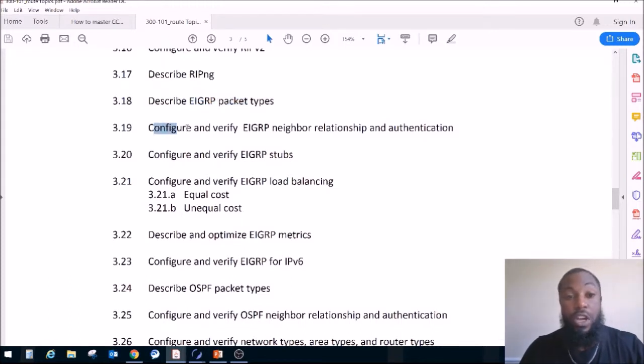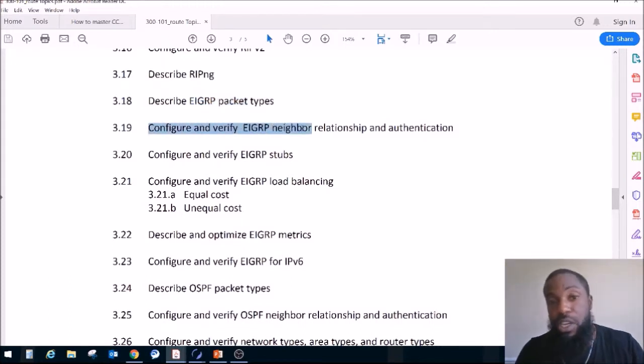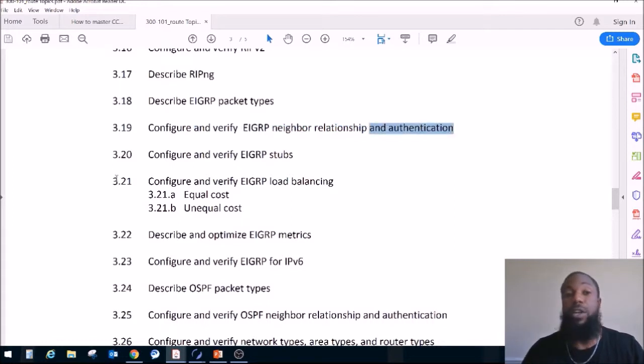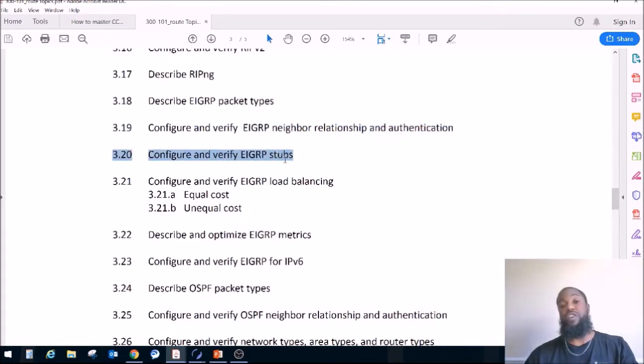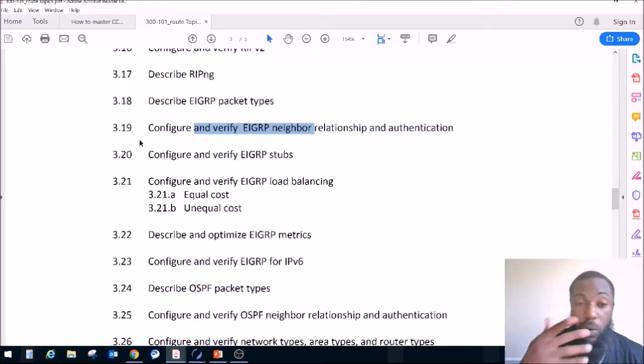Today we're going to do configure and verify EIGRP neighbor relationship and authentication. We're going to split this up in 2 parts as well. We're going to do configure and verify neighbor relationships in one video, and we're going to do authentication in the next video. After that, we're going to do configuring and verifying EIGRP stubs. Today we're doing neighbor relationships. So let's go ahead and break this down.